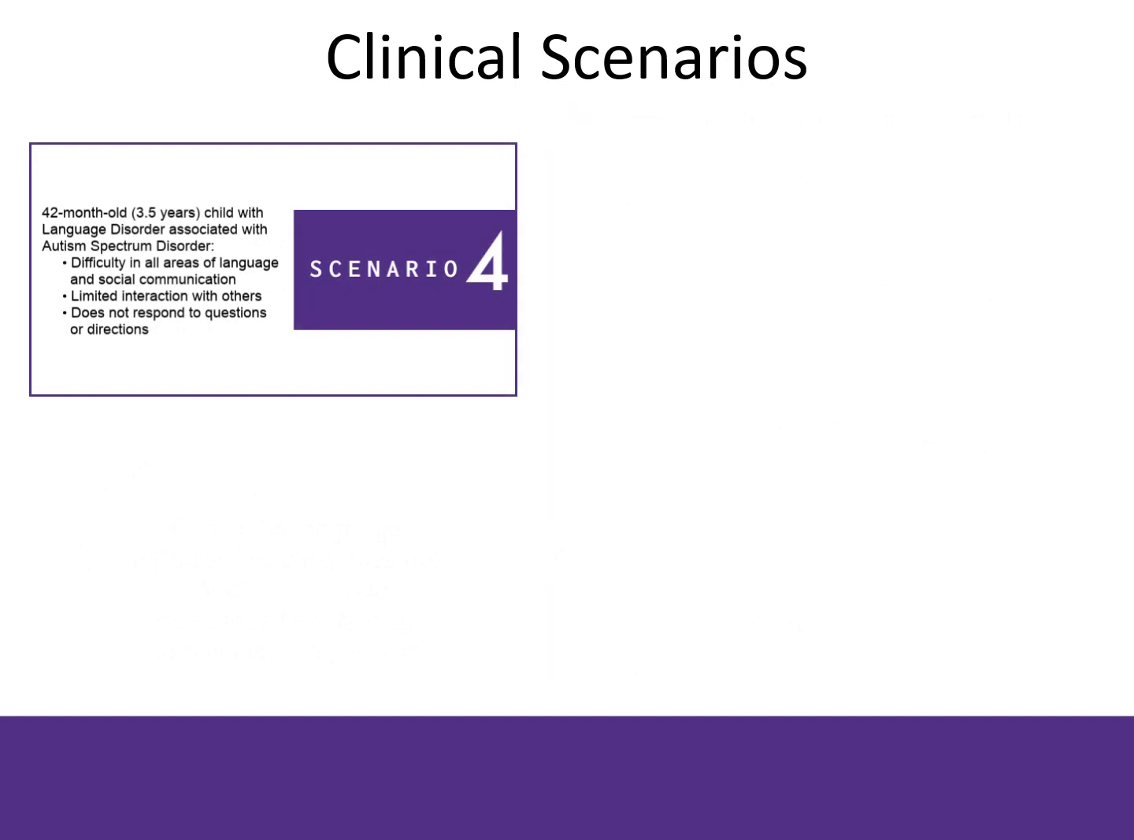Scenario 4. A 42-month-old child with language disorder associated with autism spectrum disorder. This child has difficulty in all areas of language and social communication, limited interaction with family and peers, and does not respond to questions or directions.